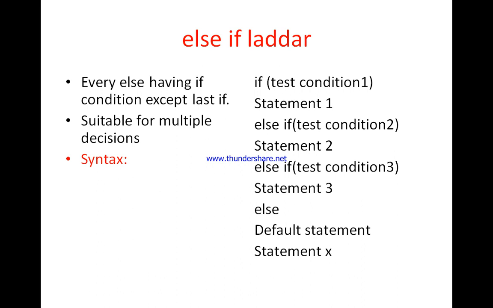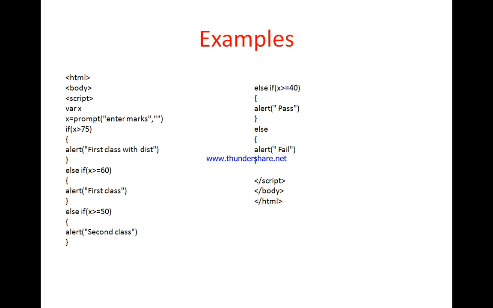If test condition 1 is false, then test condition 2. If test condition 2 is false, then test condition 3. Again the next condition. If all the conditions are false, then the default statement, that is the else block, is executed. Now let us see the example. Now the same function we are using, the prompt function.